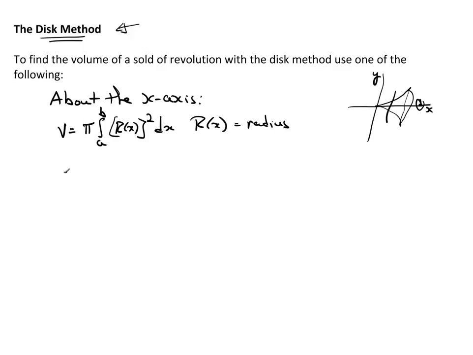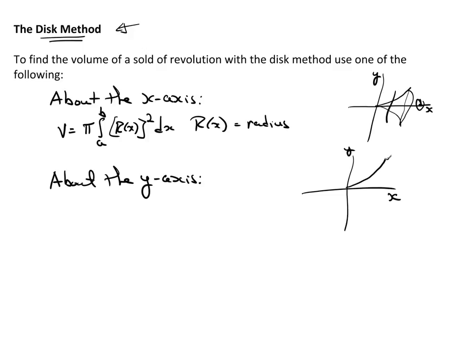Now, the other situation will be if you're going to revolve about the y-axis. See, I could take this same function and this time revolve it about the y-axis. And if I do, I'll get a solid that looks like this. Rather than this cone, I will have this bowl looking thing. Now, when I consider my slices, it's going to be in this direction along the y-axis. So this is where my circles are going to be. So my radius is no longer a function of x, it's a function of y.